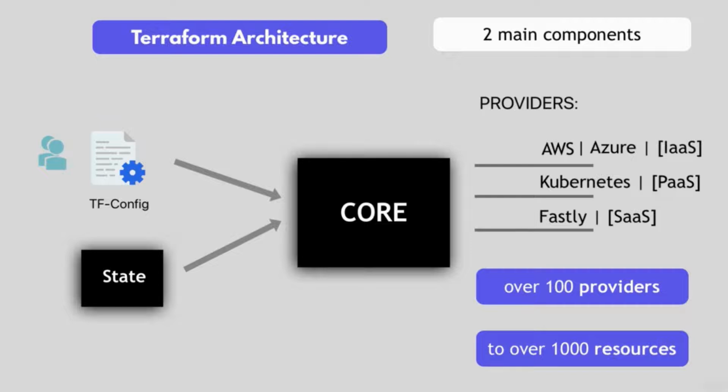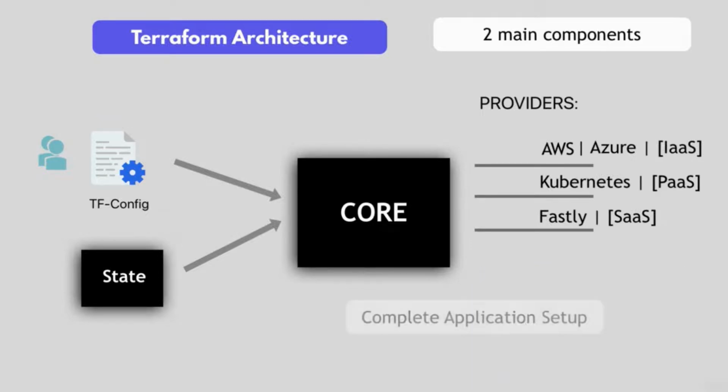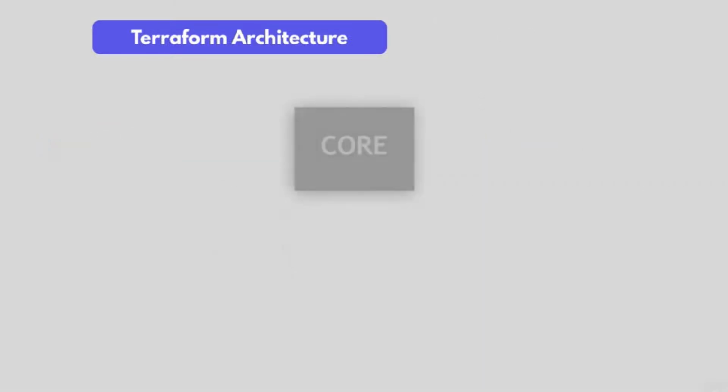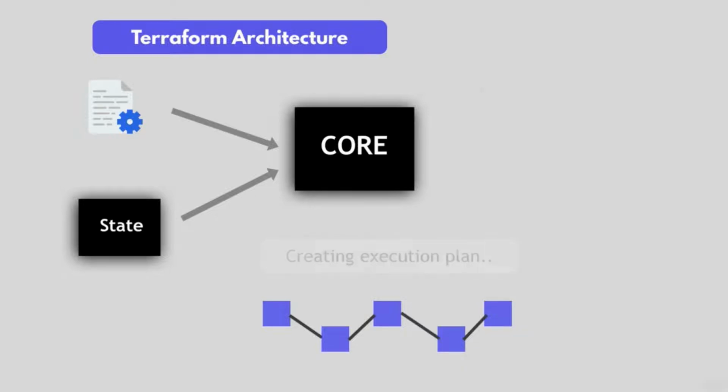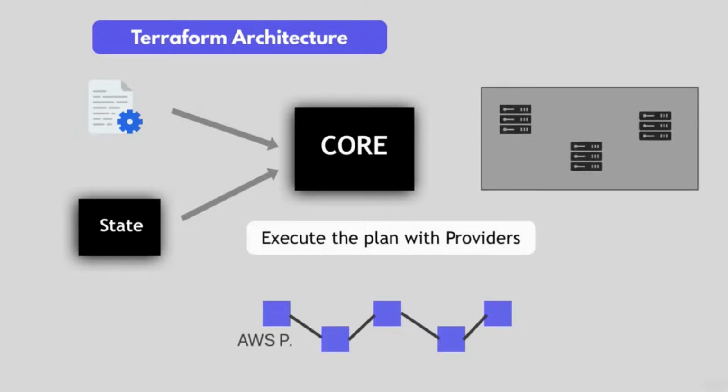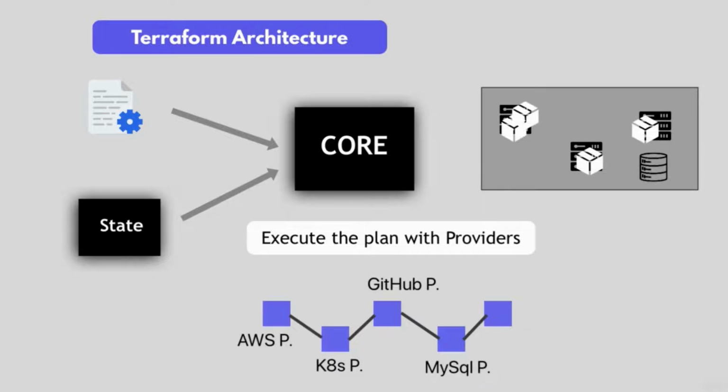And this way, Terraform tries to help you provision and cover the complete application setup, from infrastructure all the way to the application. And this is sure convenient, but as I mentioned in the comparison between Terraform and Ansible, Terraform's strength is actually in the infrastructure provisioning, and for the other stuff, you can use Ansible or similar tools. So once the core creates an execution plan based on the input from config file and state, it then uses providers for specific technologies to execute the plan, to connect to those platforms and to actually carry out those execution steps.